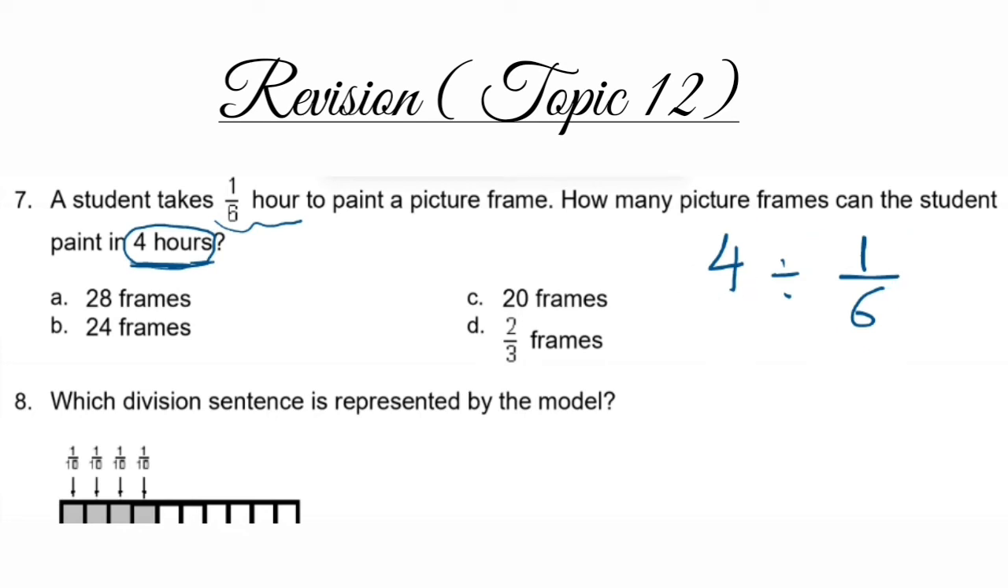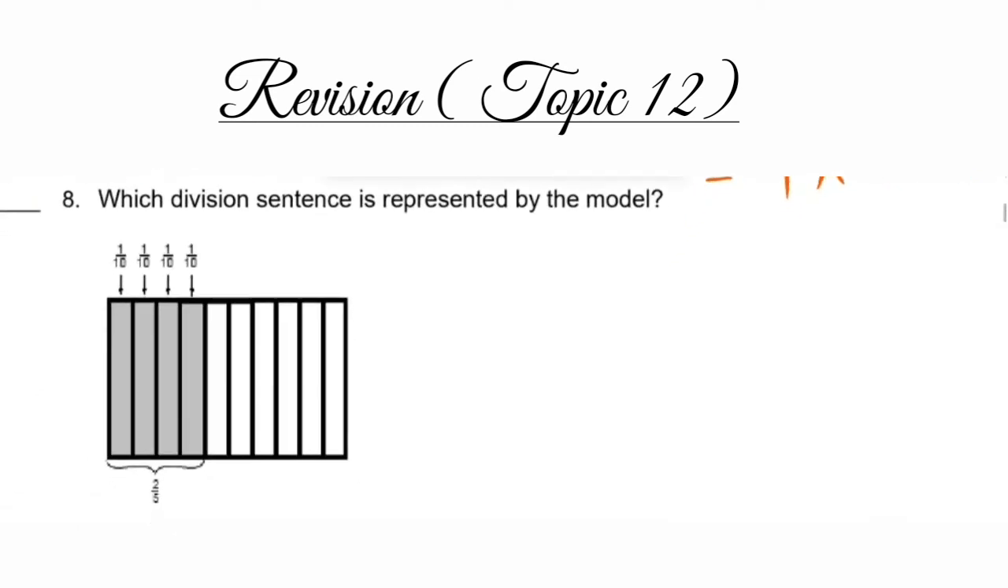Okay, let's do the steps. We have 4 multiplied by the reciprocal of 1/6, which is 6. And 4 multiplied by 6, of course, that's 24. So the answer is 24 frames. Let's move to question number 8.